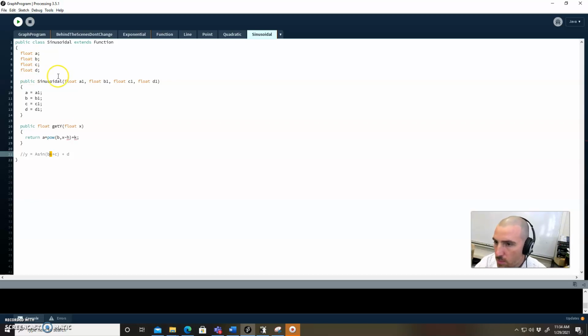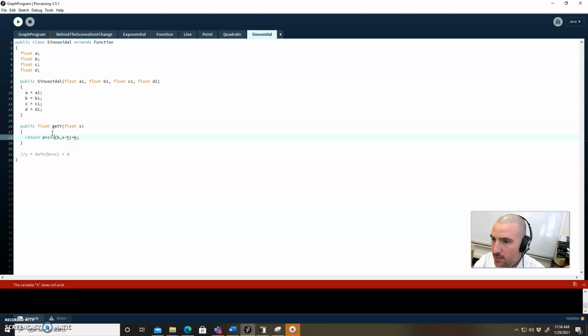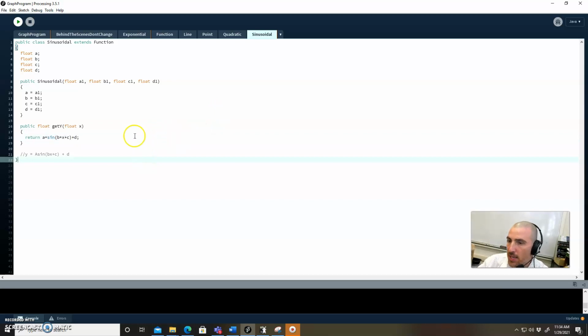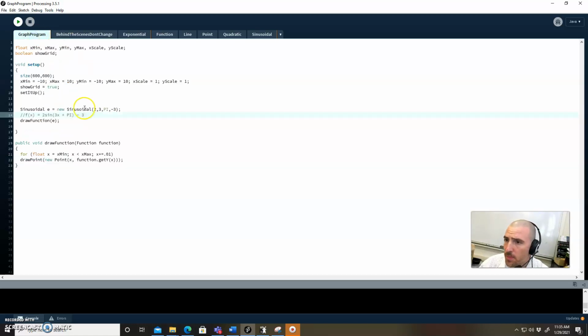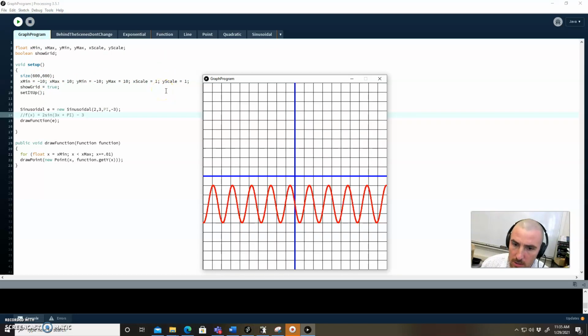So this would be a times sine, and I need to make sure this is in radians. I'll have to check that, but this is b times x plus c, and then plus d. So that is get y. Yeah, that looks right. Now on the graph program, if you graph a sinusoidal and look at this, keep this window. Let's just see it first. Yeah, it actually looks pretty good.